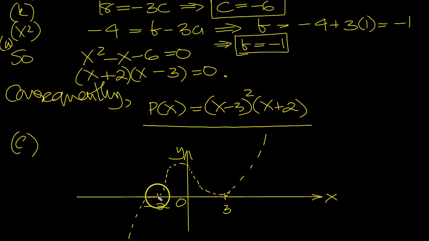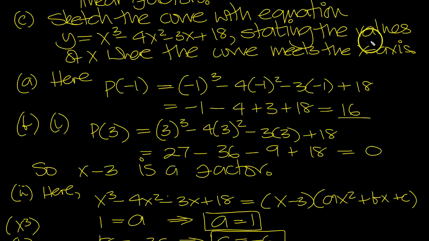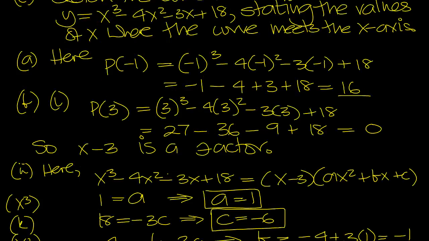This is just a root at minus 2, isn't it? That's all. It's going to turn up here and just go back down. I don't know why I thought it would have a point of inflection. It's just going to go back down. Has to turn and then go back down. Like so. Yep. There we go. That's the curve then of p of x. And then what did the question say? Stating the values of x where the curve meets the x-axis, which we've done.